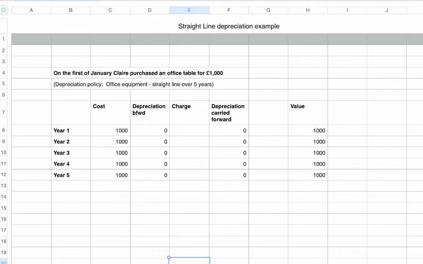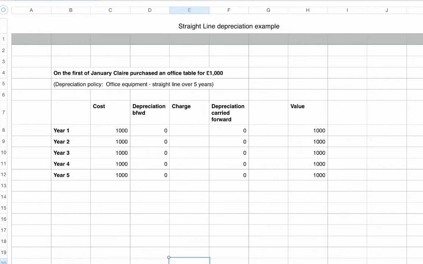So to calculate how much to charge each year, you take the original value, so the £1,000, and divide it over the period of the depreciation. So in this case, 5 years. So we do 1,000 divided by 5. So this gives us an annual depreciation charge of £200.